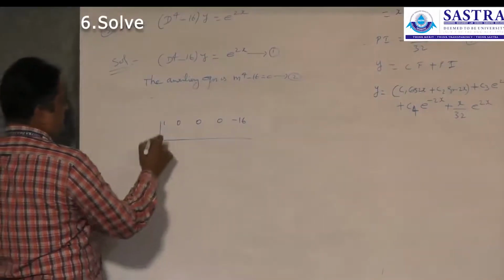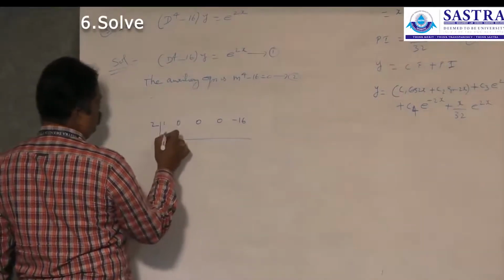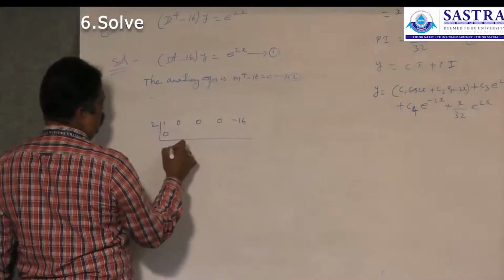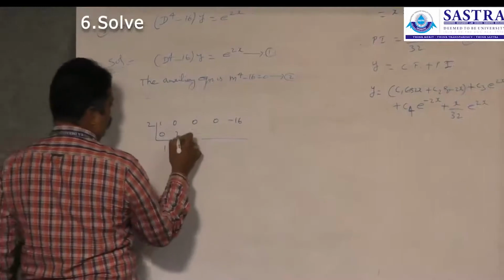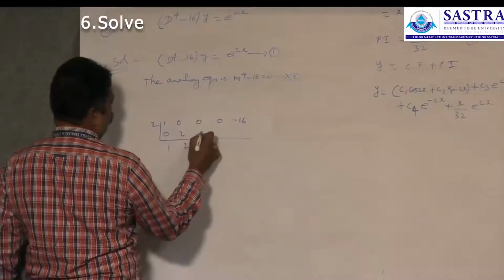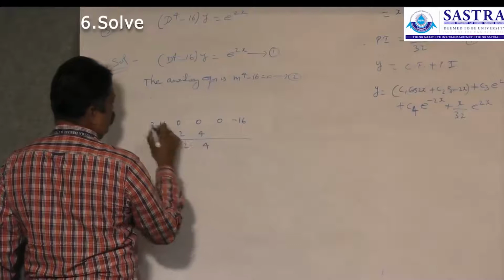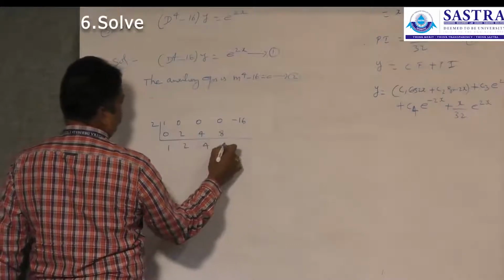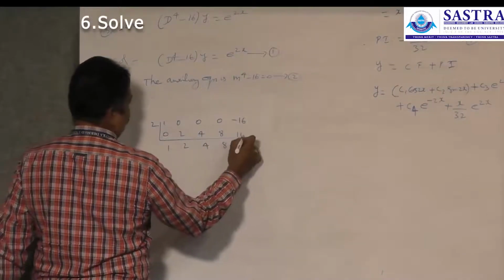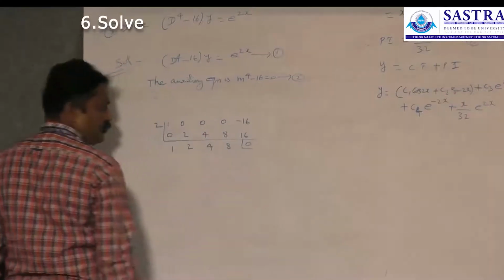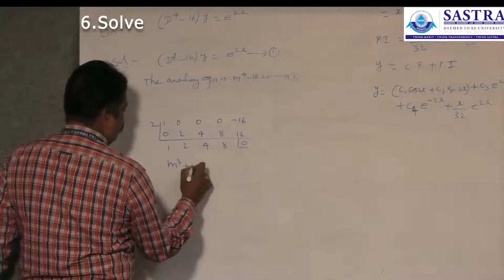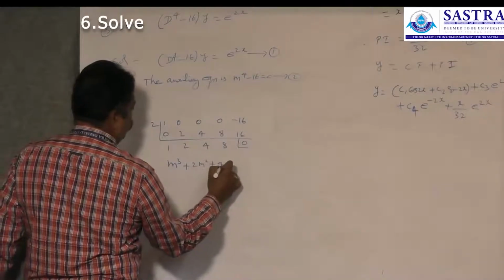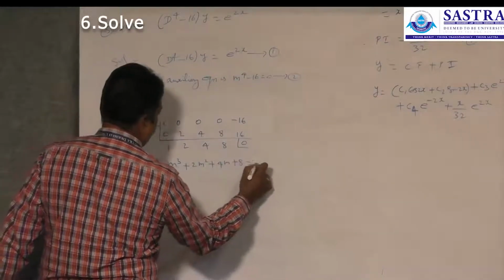Now let us try out 2. 0, 1, 2 ones are 2, 0 plus 2, 2. 2 2s are 4, 0 plus 4, 4. 2 4s are 8, 0 plus 8, 8. 2 8s are 16. Now the transformed equation is m cube plus 2m square plus 4m plus 8 is equal to 0.